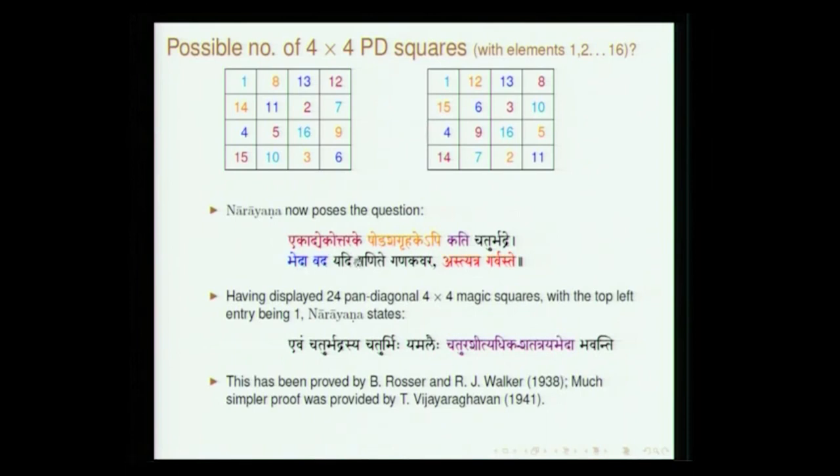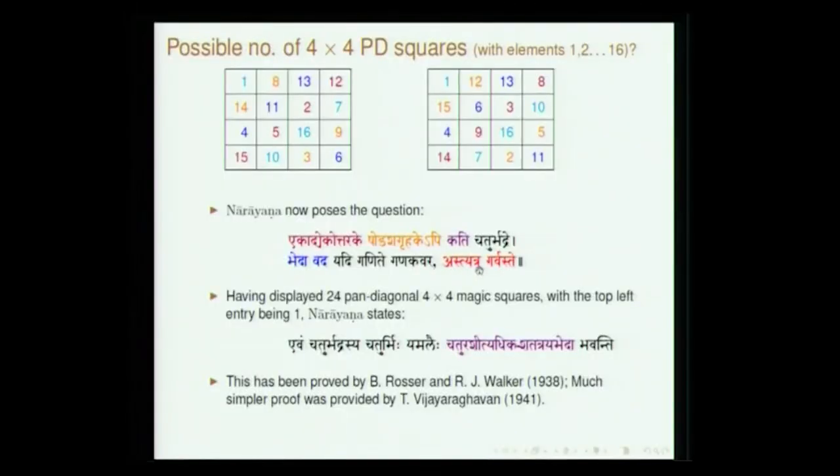So, ekad ekottare means the first term is 1, ekottara, the common difference, is 1. So, you have this 1 to 16. In chaturbhadra, in a 4 by 4 magic square, how many possibilities are there? Ganite ganakavara astyatra garvaste, if you feel that you know enough mathematics, may you tell me. So, how many possibilities are there, okay.